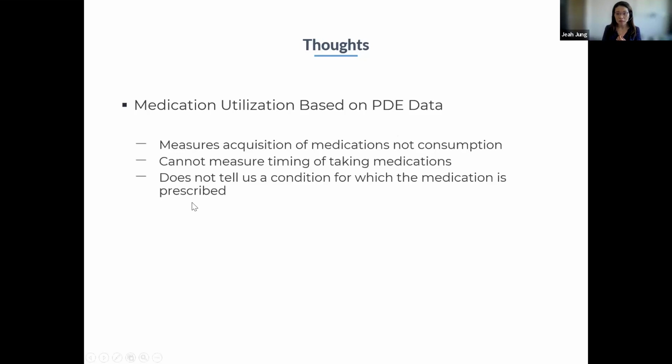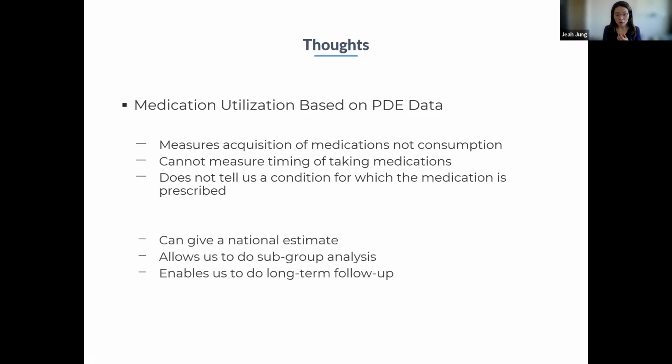And also PDE data alone does not tell us the condition for which the medication is prescribed. However, administrative data have their own strengths as well. Using this PDE data, we now have a really national estimate. If you follow patients and observe whether they take drugs or not, and when, you can only do that with a really small sample size. It really limits generalizability. But using PDE data or administrative data, you can get the national estimate, and having this large data allows you to do more subgroup analysis.